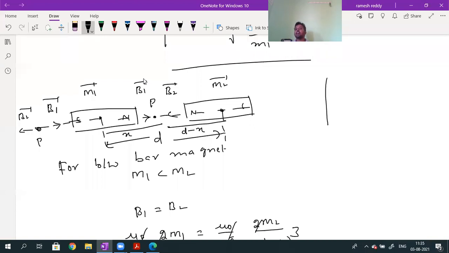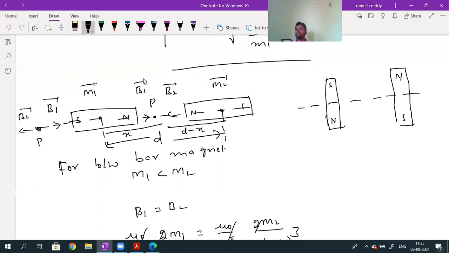What are the formulas I have written? The same formulas will be obtained whenever two bar magnets are placed along a perpendicular line joining their centers also. Here one bar magnet is there, this is another bar magnet. Here south pole is there, north pole is there. Here north pole is there, south pole is there.